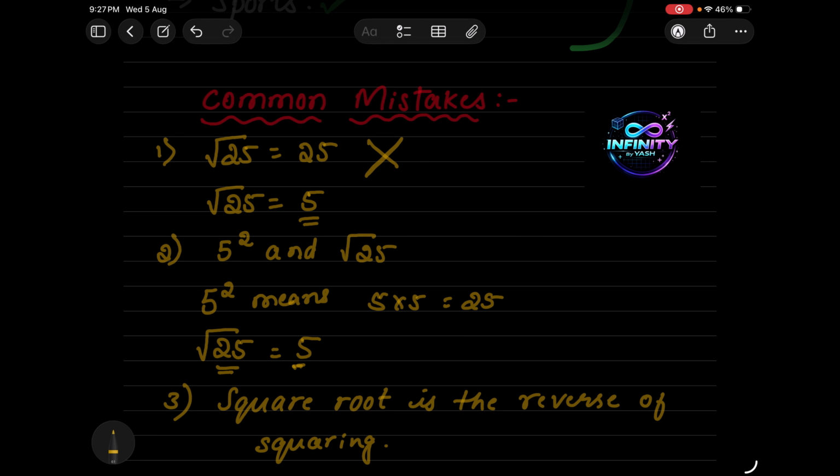And the third mistake is you usually forget that square root is the reverse of squaring. Always ask yourself what number was multiplied by itself. That is the square root of the given number.